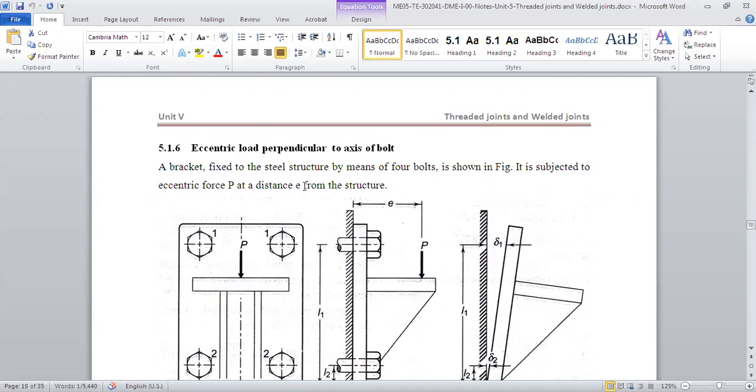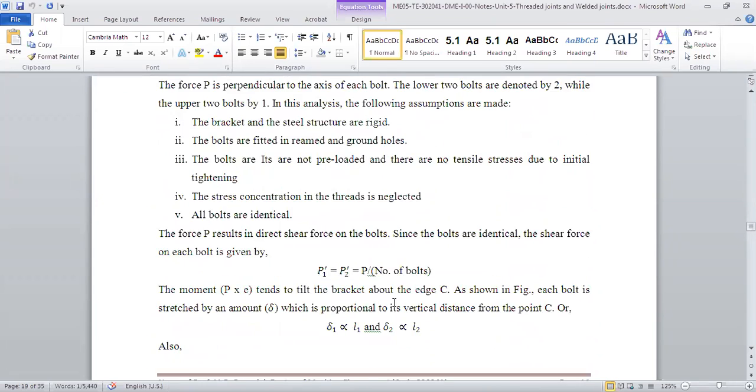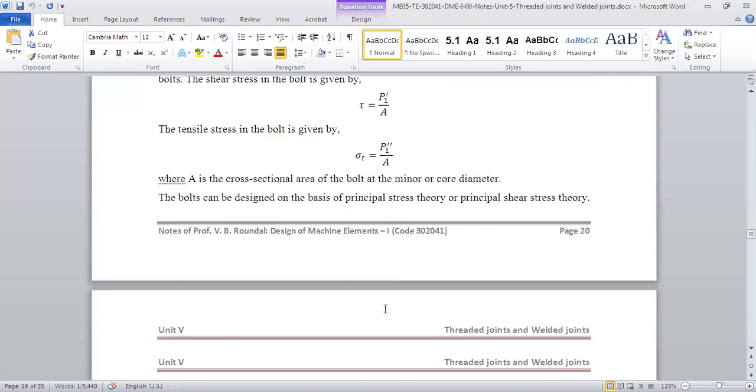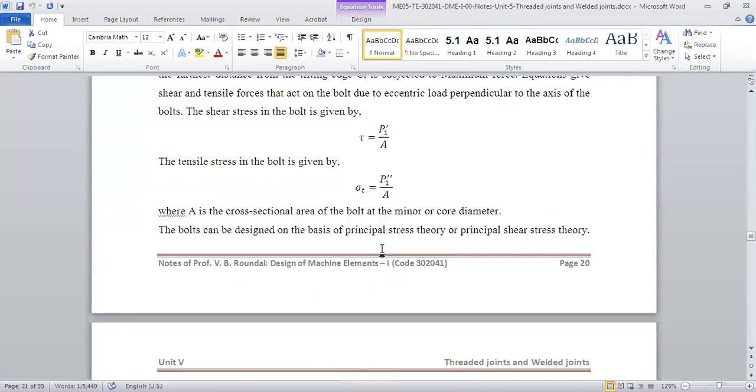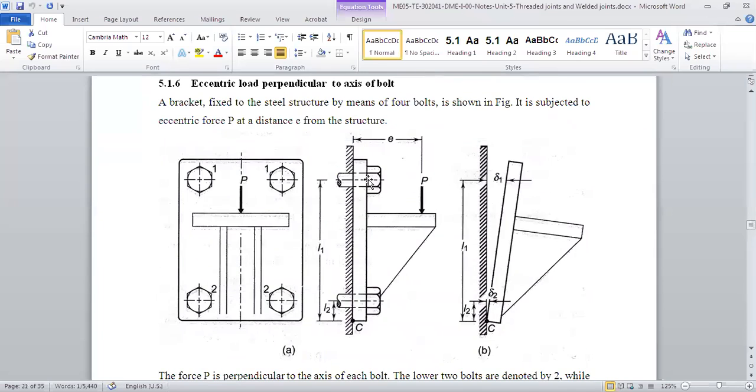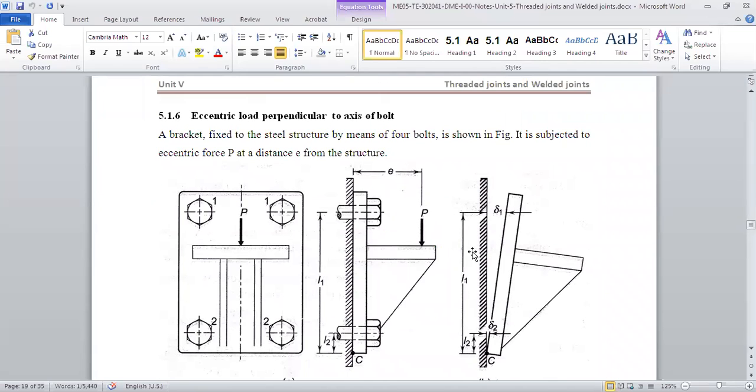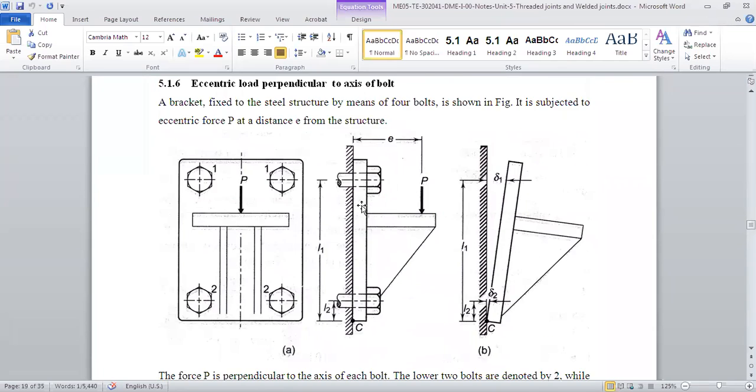So the case of eccentric load with the load parallel to the axis of the bolt is almost the same, but instead of the principal stress theory or principal shear stress theory, we can directly add those stresses, because both stresses will be tensile. One is direct tensile and one is secondary tensile because of the twisting. Are you getting my point? So that problem can also be solved by a similar approach.